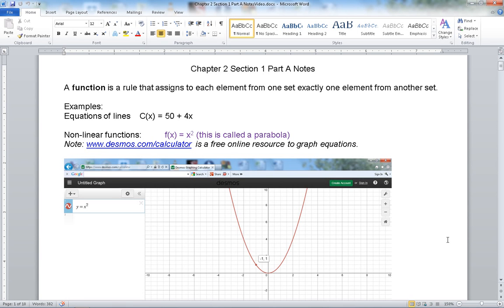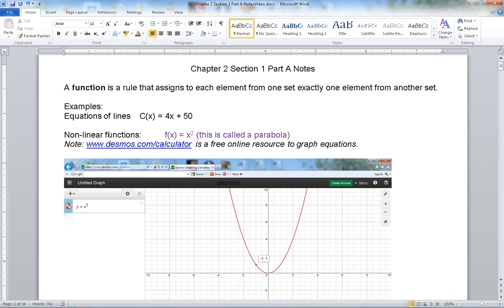So, for example, in the equation of a line, we could have a cost function c of x, which is defined as the linear equation 4x plus 50, or 50 plus 4x. So let's revert this back to our normal equation of a line here, so 4x plus 50. So here you have a slope of 4 and a y-intercept of 50 as a reminder.